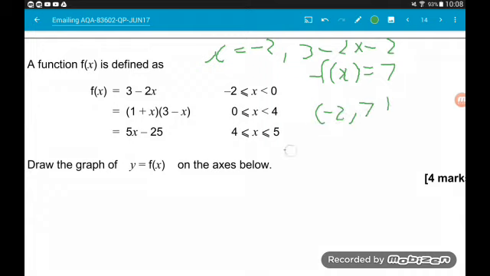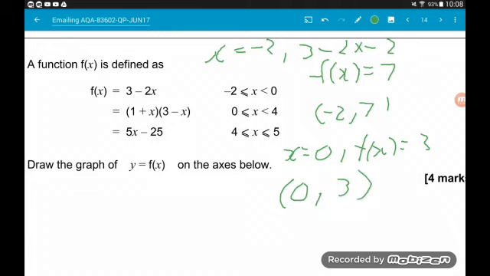And then when x is 0, we get 3 minus 2 times 0, so we just get 3. So f of x would equal 3. So we've got that coordinate as well, 0, 3.